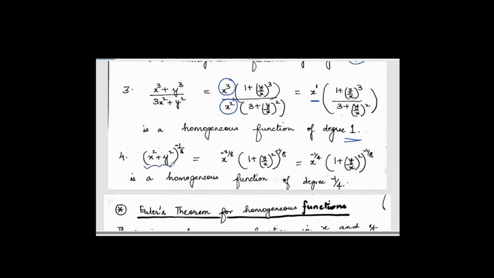Similarly, you can write this function, x square plus y square to the power minus 1 by 8, as x to the power minus 2 by 8, because the square will go out, but there's a power minus 1 by 8 attached to it, and the resultant is a function of y by x. So it's a homogeneous function of degree minus 1 by 4. So this is what a homogeneous function actually means when we talk about partial derivatives.